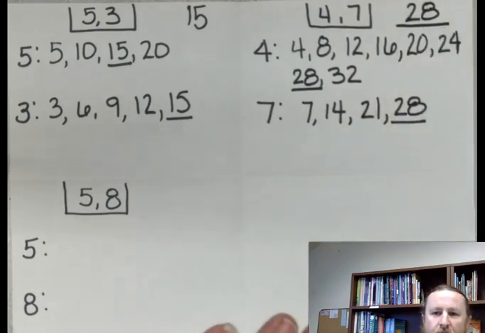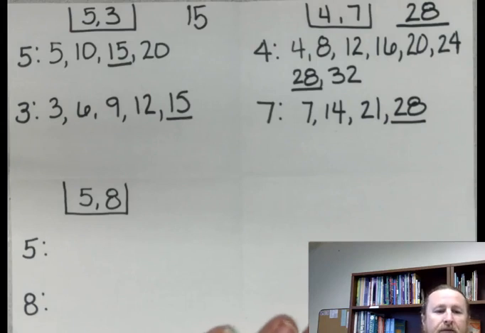Now if we notice for our first two examples, our least common multiple was the result of the two numbers being multiplied. That is not always the case. However, if you do multiply your two numbers in question, you are guaranteed to find a common multiple.